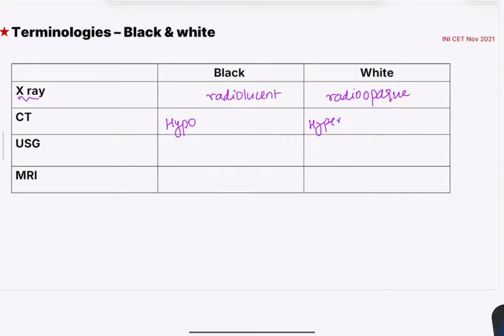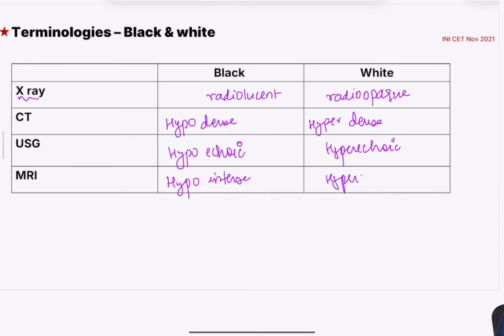So in CT, it is density dependent. So remember it is called as hypodense and hyperdense. Acute hemorrhage is hyperdense. In USG, black is hypo, USG being dependent on sound echo. So hypoechoic and hyperechoic. That is what it is called as. In MRI, black is hypointense and white is hyperintense. Something which is hyperintense on T1.